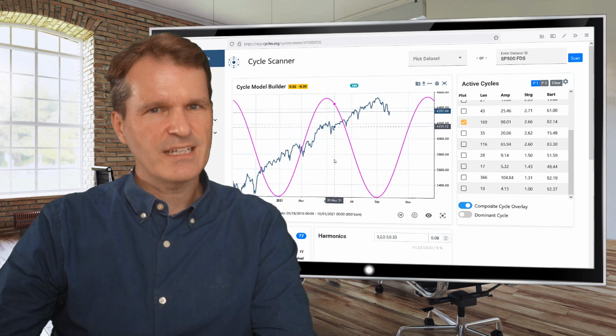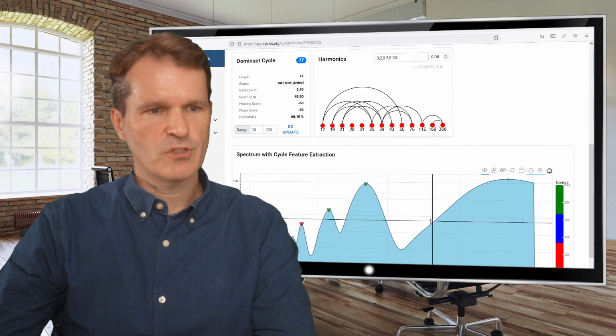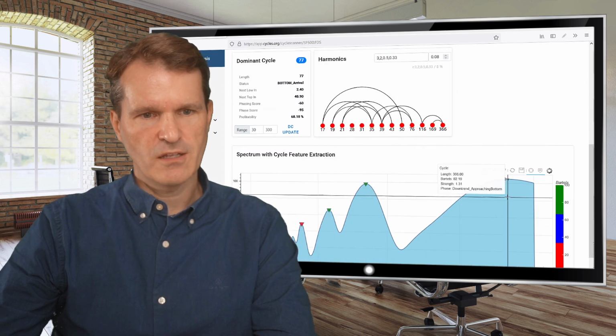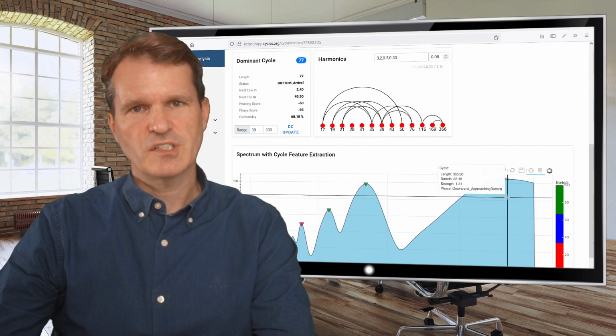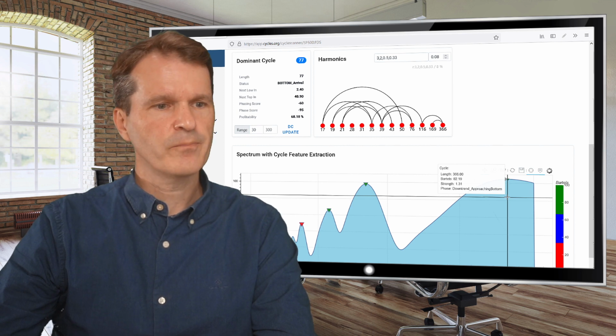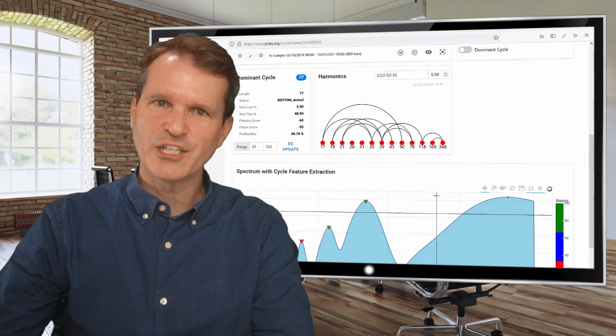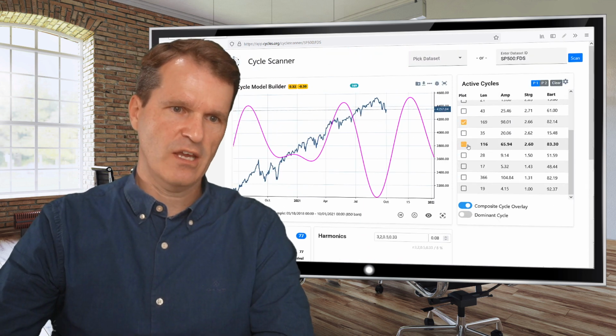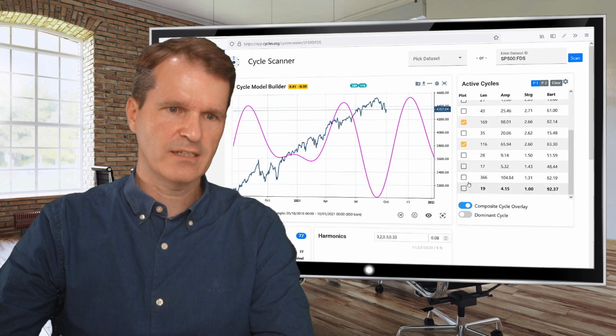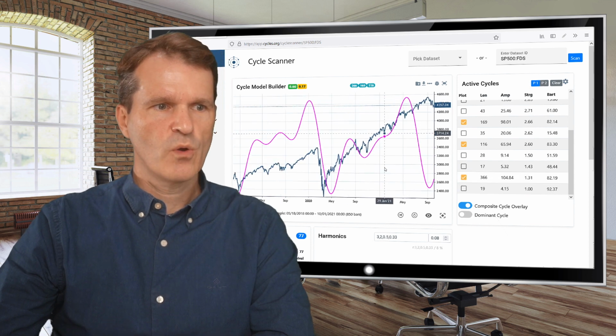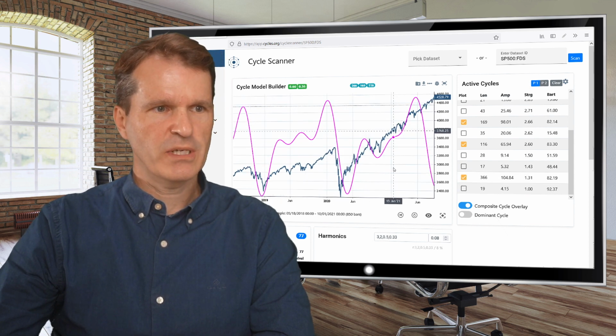We could add some additional cycles or even tweak in more data here. Maybe the longer term one, which is 366, so more of a yearly cycle. And maybe the 116 here, which we could add just by looking at the spectrum. So let me activate these two cycles here, which gives us this picture.